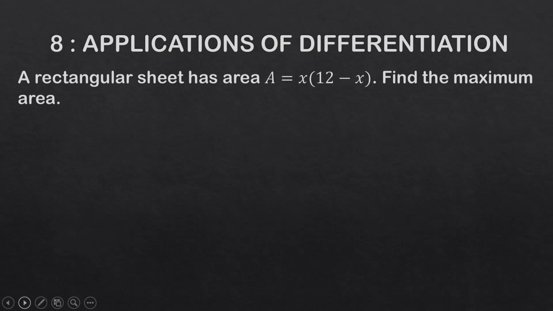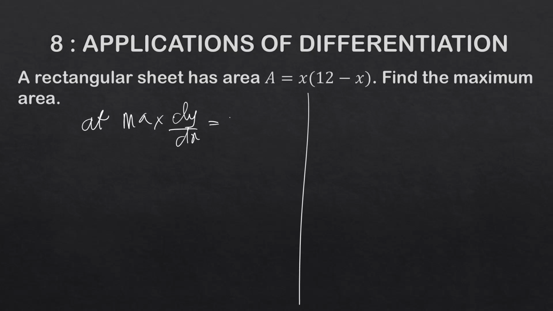Number 8. Let's see if we can get to number 10 before a particular time. Say a rectangular sheet has area, okay, this is the area of the sheet. Find the maximum area. How do we find the maximum area? Remember, at maximum, the dA/dx must be equal to 0. But I am not having y and x. What I have is A and x. So what should I do? I will say that the dA/dx is going to be given as what?